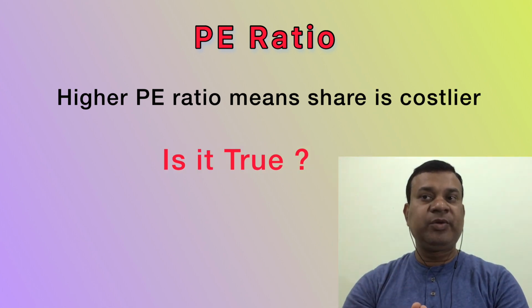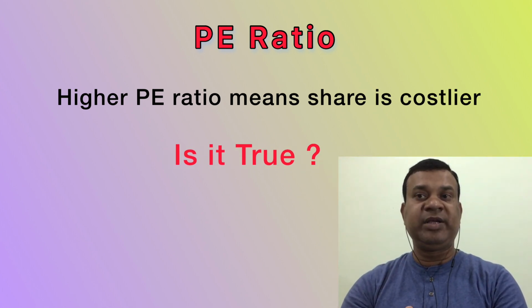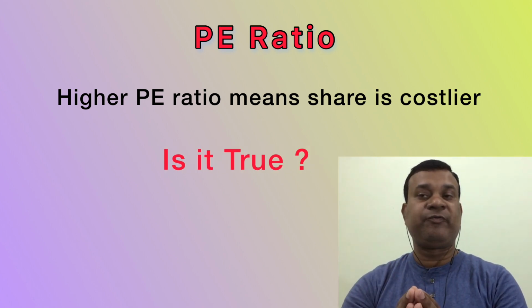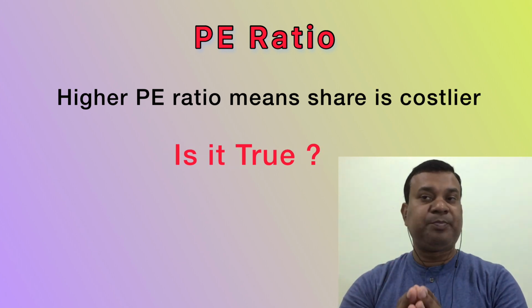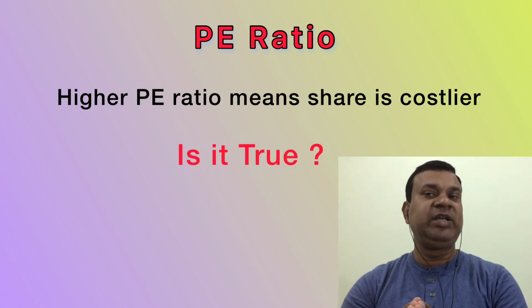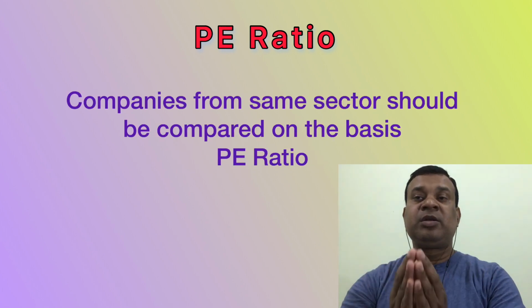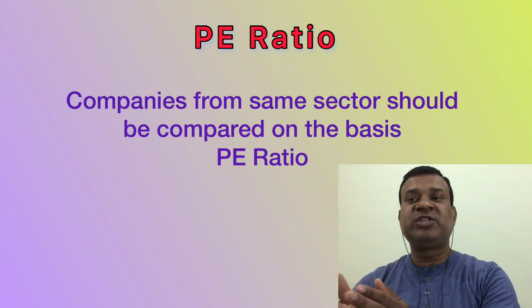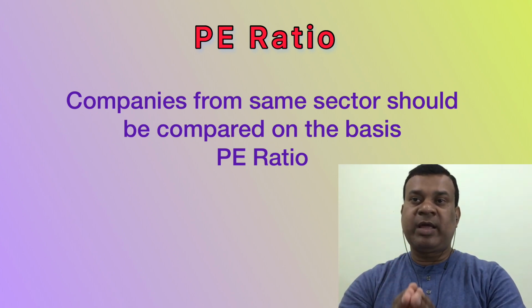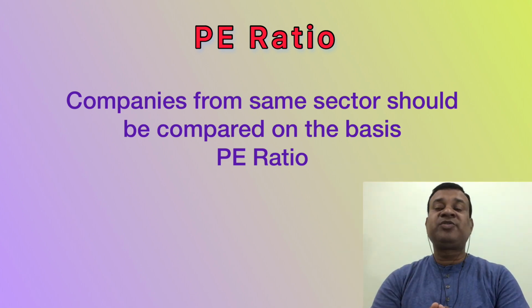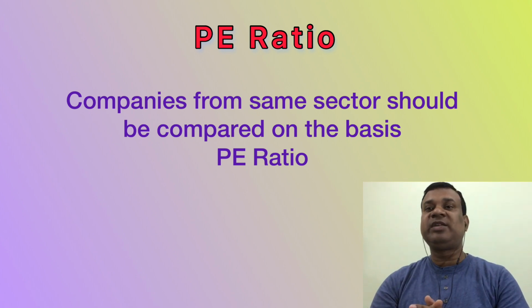But when we are comparing two companies on the basis of their PE ratio, we should keep in mind that these two companies should be from the same sector. For example, we cannot compare the PE of HDFC Bank with TCS. These two companies are from different sectors. We can compare PE of TCS with Infosys, Wipro, HCL Tech, and those companies which are from IT sector. Similarly, the PE of HDFC Bank should be compared with the PE of ICICI Bank, SBI, Yes Bank, and those companies which are in banking sector.